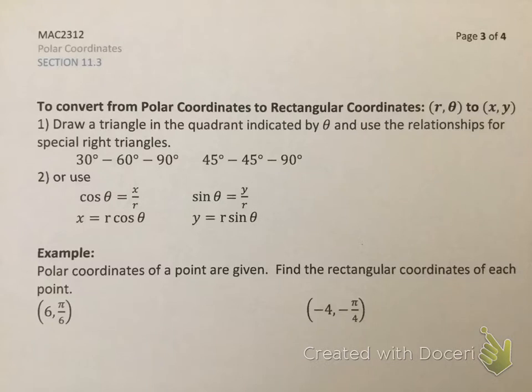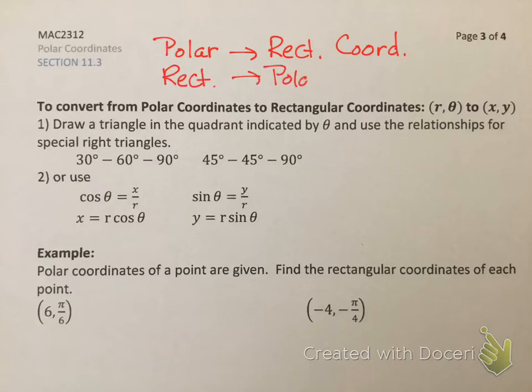We have 2 more tasks in this section. We need to take polar and rectangular coordinates and go from one to the other, and then vice versa. So that will be my first task, to convert from polar coordinates to rectangular coordinates. So right here, I'm going from r, theta. That's what I'm going to be given, an r and a theta, and I have to change that to an x and a y.